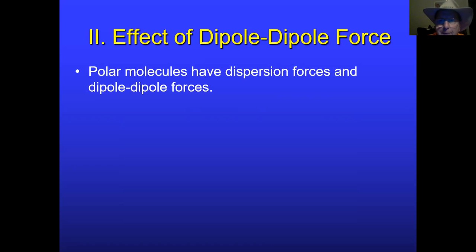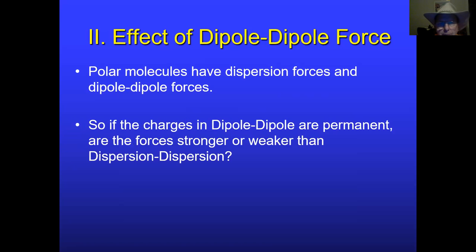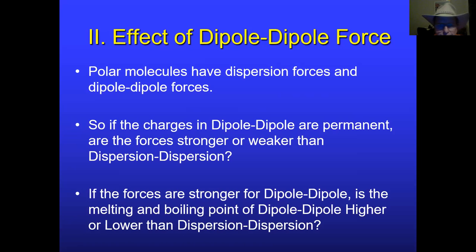So we have a negative end of the molecule, which is attracted to the positive end of its neighbor. Got to understand. Remember I told you way back when we were first talking about dispersion, all molecules have dispersion forces. So if I have a polar molecule, it not only has dipole-dipole forces, there are also dispersion forces that are also present. We've already discussed this, but we haven't discussed this.